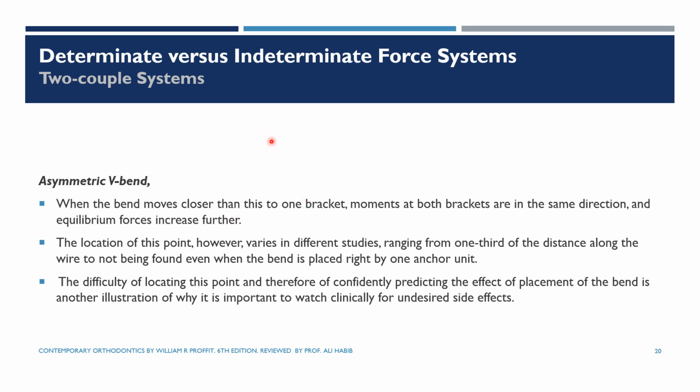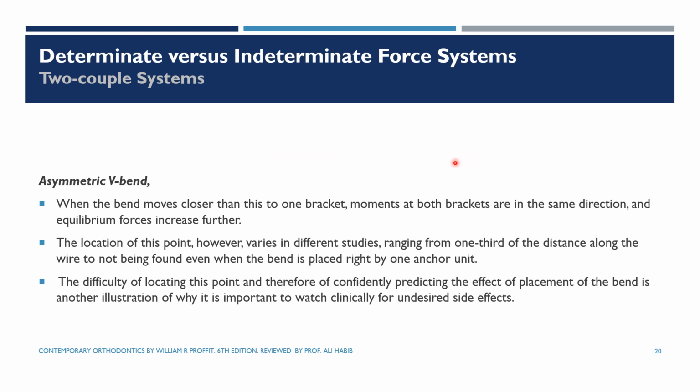To make it easy, the location of the V-bend is very important. If you make it in the middle, this will create equal and opposite moments with no force. If you make it closer to one segment, as we saw in the intrusion arch, this will create two equal forces opposite in direction between the two segments, and moments felt by the anterior and by the posterior. Usually, the moment felt by the anterior is opposite to the moment felt by the posterior.